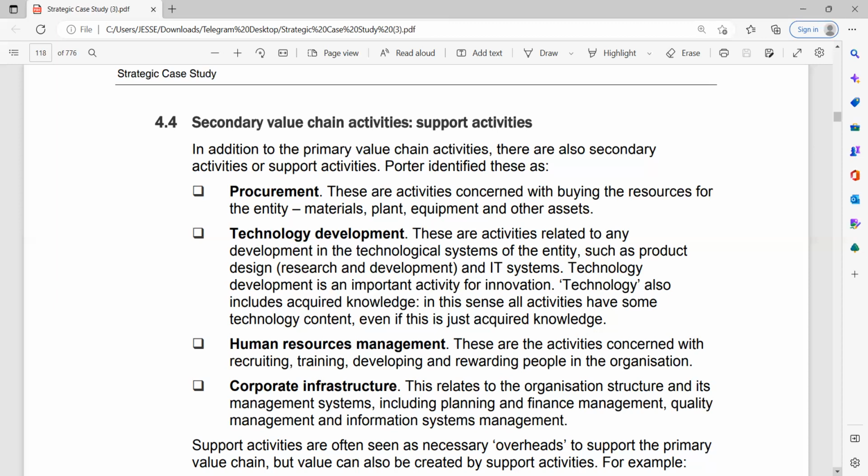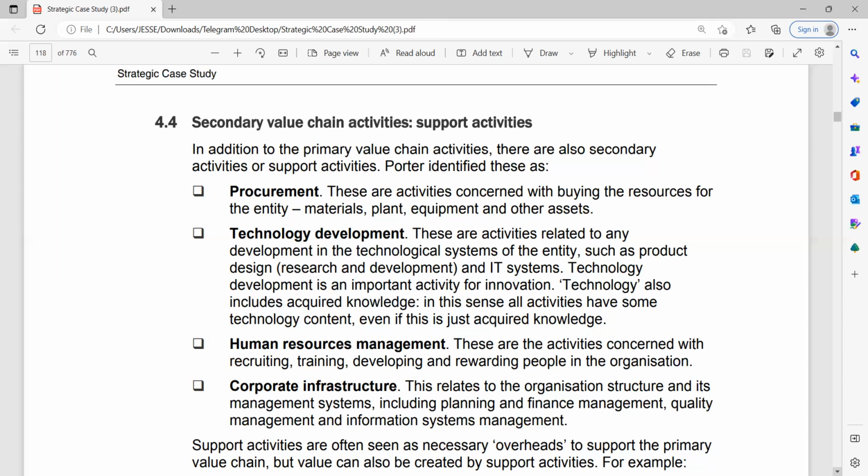And then you have technology development. These are activities related to any development in the technological systems of an entity. So technology is very, very key for organizations today. So technology is also a support activity, right? So very, very important.